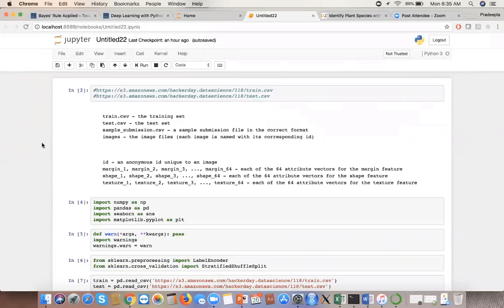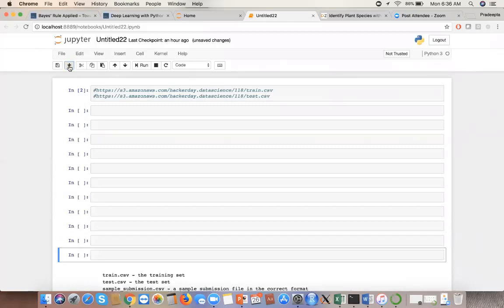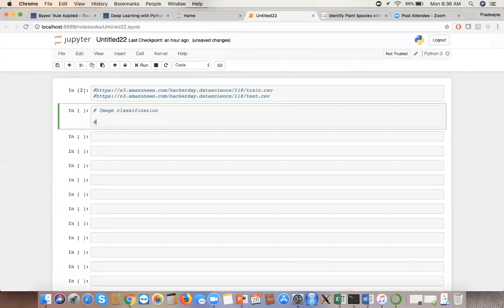So this problem statement is regarding image classification, which is a very common problem across different industries. So there are various use cases also where this image classification is being applied. Image classification. What are the typical process?